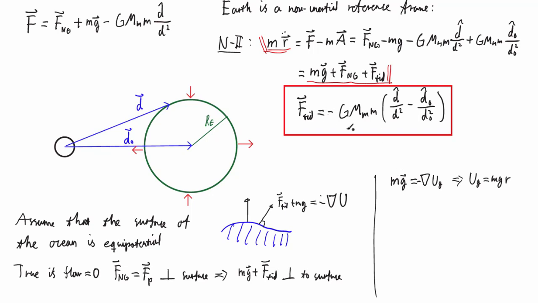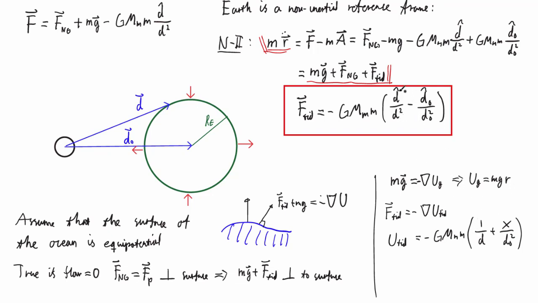For the tidal force, it's a little bit more complicated. We have to find now some potential that satisfies this. Okay, so I'm just going to give it to you. It will be minus G M moon times m times 1 over d plus x over d naught squared.